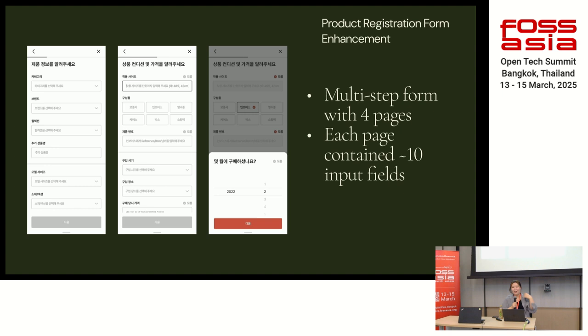Okay, the original product registration process was designed as a multi-step form spread across 4 pages. Each page had around 10 input fields, and selecting a field would open a bottom sheet for option or direct input. We also had validation check at each step, allowing users to proceed only after filling in all required fields.